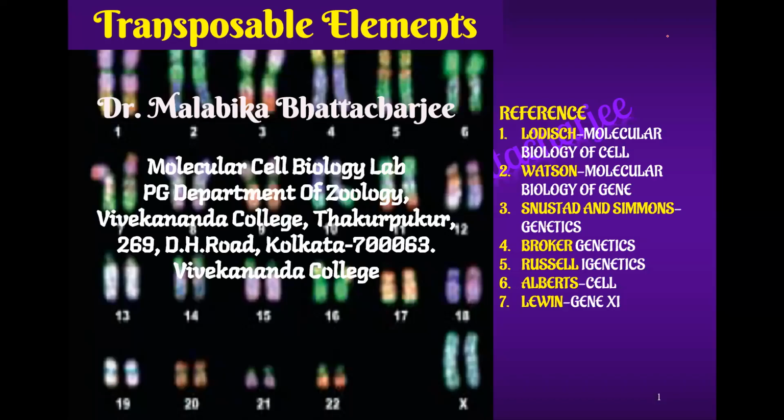Today we'll be starting with transposable genetic elements, and the books I have referred are Molecular Biology of the Cell by Lodish, Molecular Biology of the Gene by Watson, Snustad and Simmons, Genetics by Brooker, Russell's Genetics, Alberts' Cell, and Lewin's Genes 11. Now, when we consider transposable genetic elements, what does transposable genetic elements mean?